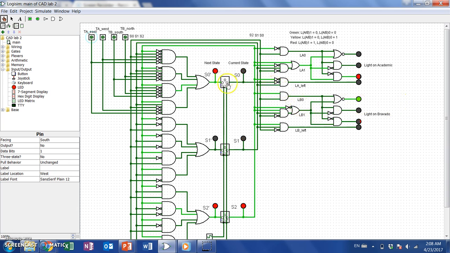simulation of an advanced traffic light controller for Academic and Bravado, both being a two-way street.